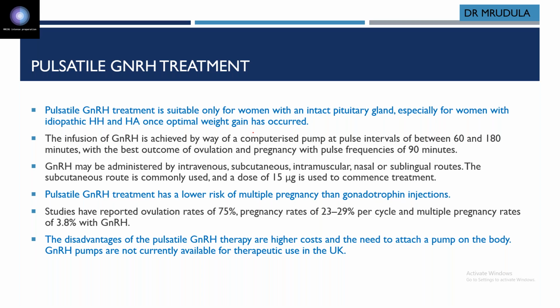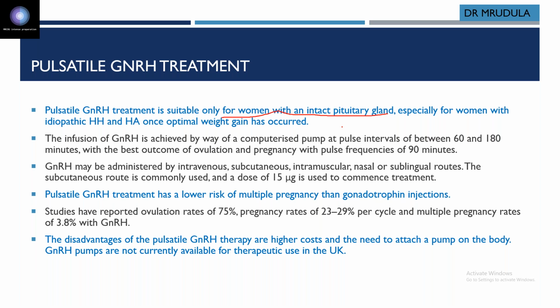This pulsatile GnRH is only used when the pituitary is intact. Whenever there is hypopituitarism, that is where you will be using gonadotrophins. For idiopathic hypogonadotrophic hypogonadism and hypothalamic amenorrhea, these are the places where you will be using pulsatile GnRH treatment. Here the GnRH can be used by pump infusion at a pulse interval between 60 to 180 minutes, and the best outcome is observed with a pulse frequency of 90 minutes.